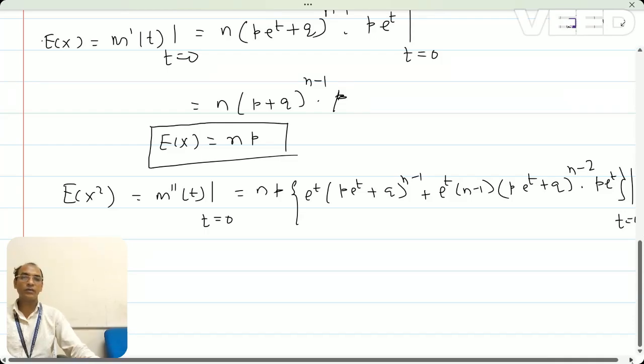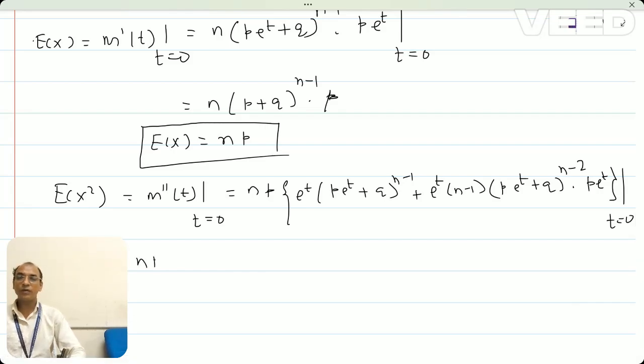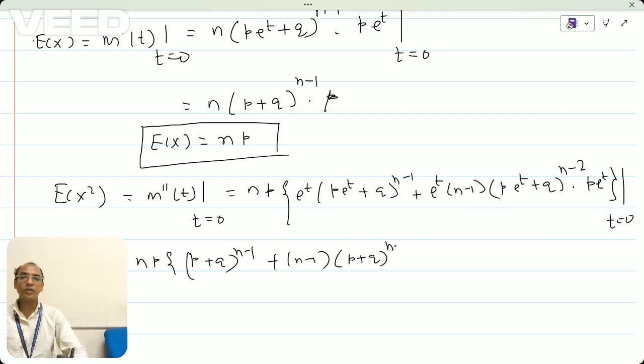Then I will put t equal to 0. Then if I simplify it, what will we get? np will be there, and e to the power 0 means 1, (p plus q) to the power n minus 1, and then here I will have e to the 0, n minus 1, and then it will be (p plus q) to the power n minus 2 into p into p.